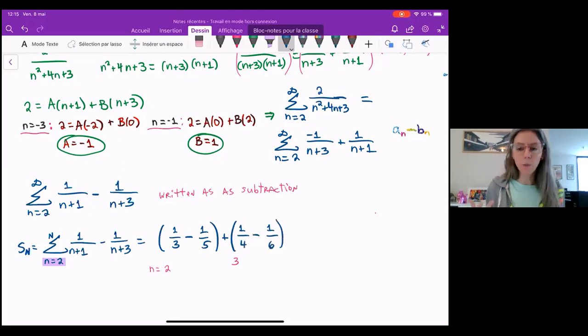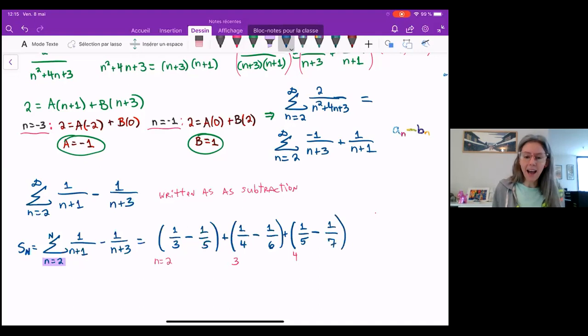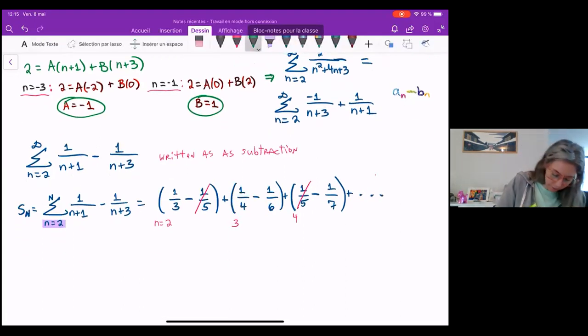Now remember, we want to expand in the beginning until we find a pattern of cancellation. In other words, until we are able to cancel something out and see how those things are canceling out. So at this point, I've plugged in 2 and 3, and nothing has canceled out, which means that I'm going to now have to plug in 4. So when I plug in 4, I get 1 over 5 minus 1 over 7. And now we'll notice that that negative 1 over 5 cancels out with the positive 1 over 5. So we've kind of found our pattern of cancellation here. We're starting with negative.